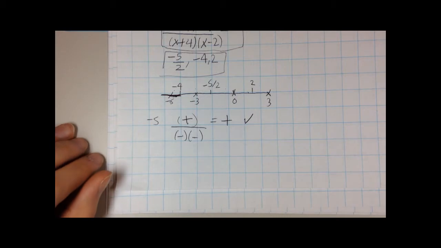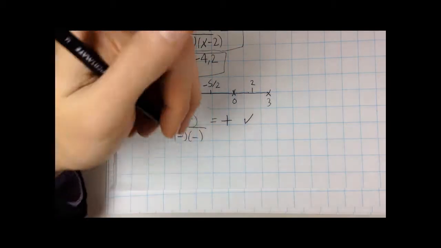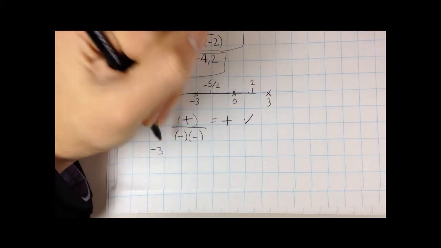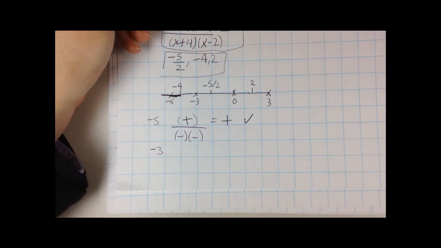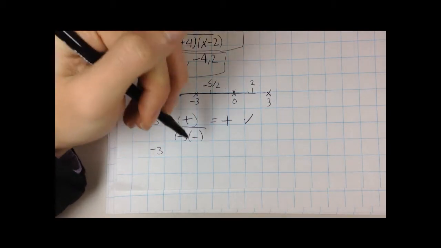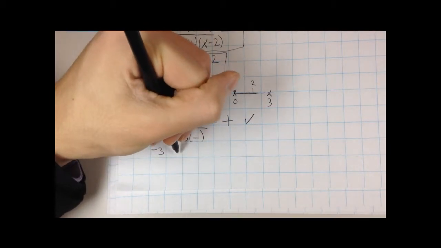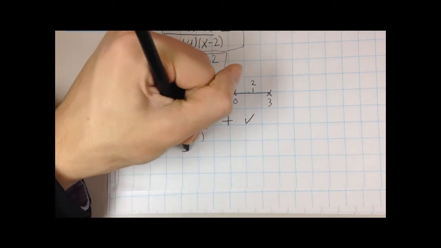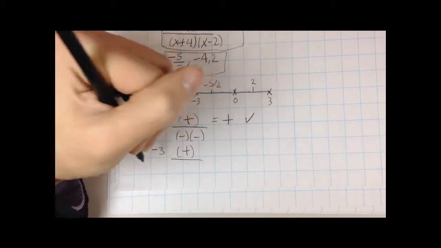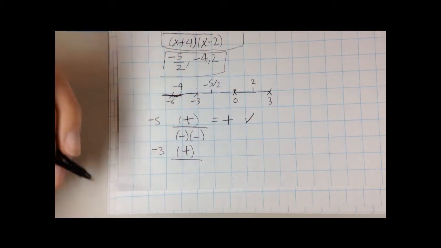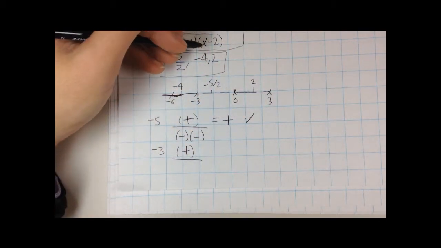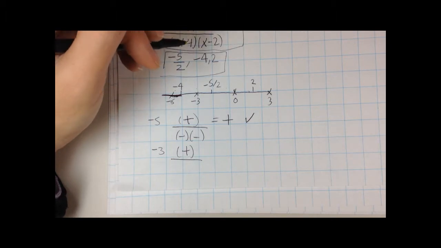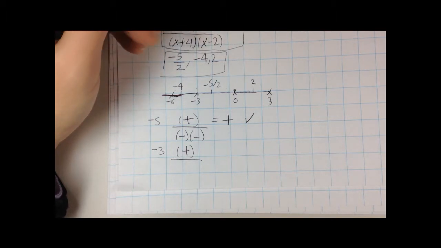Moving on to negative 3. So we plug that in, and on the top we're going to get a positive number once again, because it's going to be negative 2 times negative 1, so that's a positive. And on the bottom, we're going to get a positive number and a negative number.